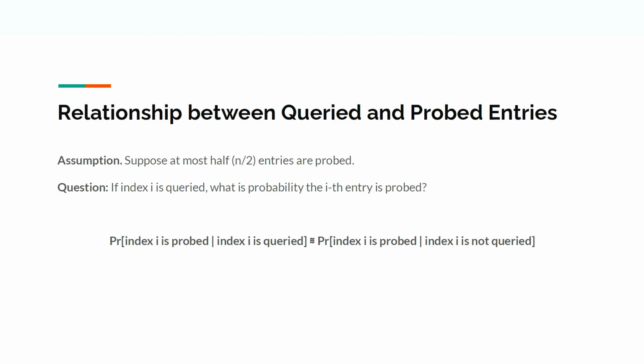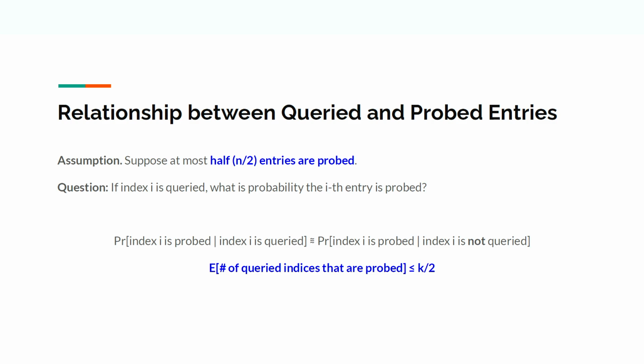Okay, so why is this useful? Yes, this seems like a cool privacy result, but it turns out that by applying Markov's inequality, you can see that the expected number of indices that are queried and also probed is only going to be half. So half of the queried entries will be probed. And this actually gives you a very neat idea to do a compression scheme.